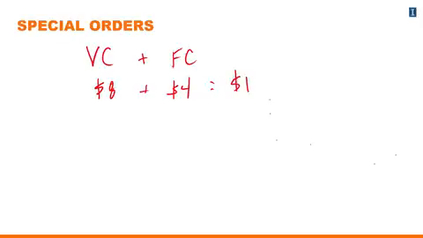If we look at our variable cost per unit, that was $8. Our fixed cost per unit is $4. So therefore, total costs on a per unit basis are $12. And that is greater than the $11 price that is being offered by the purchasing company. However, this logic is potentially faulty.